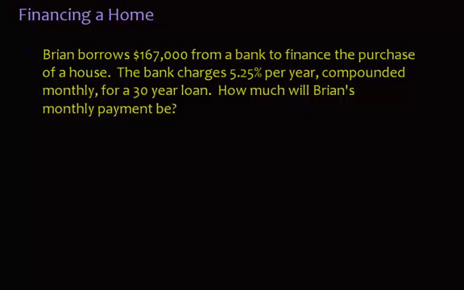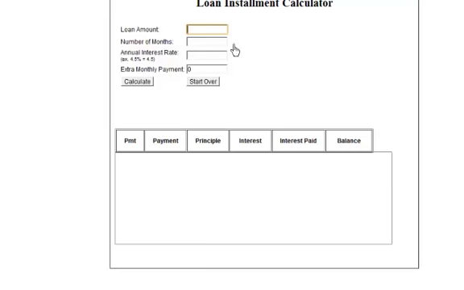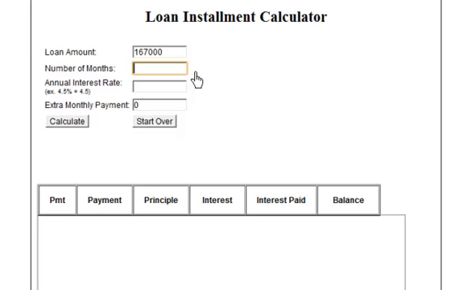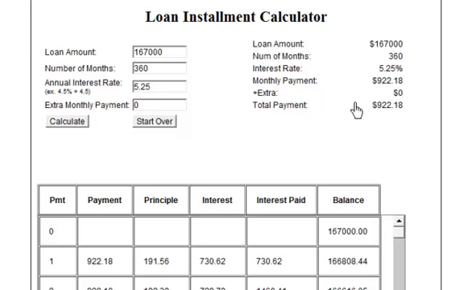So we've already done this using a calculator, so let me bring that out. We can put in the loan amount, which is $167,000. It's for 30 years, which is 360 months, and the interest rate was 5.25. So calculating, we see that the monthly payment will be $922.18.